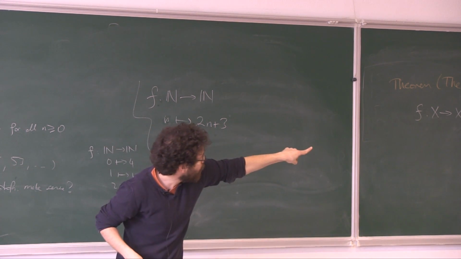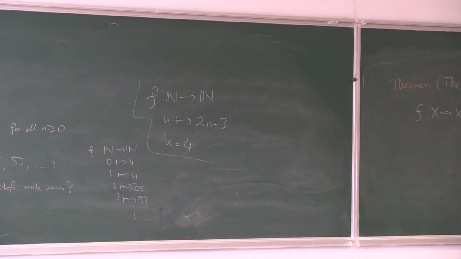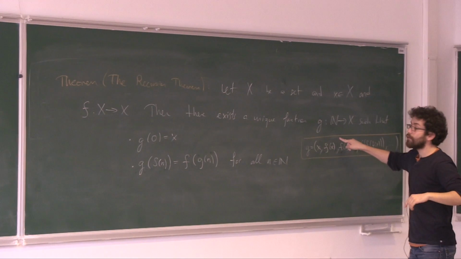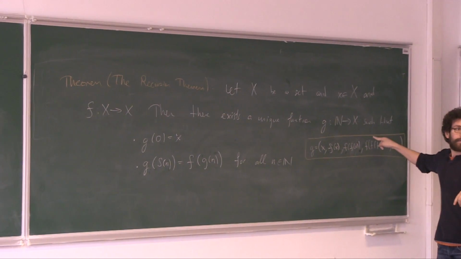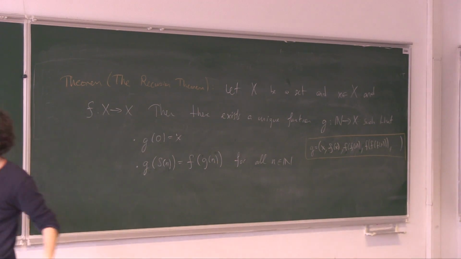Choose your x to be 4. Then, by the recursion theorem, the following sequence exists: 4, 11, 25, 53, and so on. So the recursion theorem literally says this sequence exists in this case, okay?